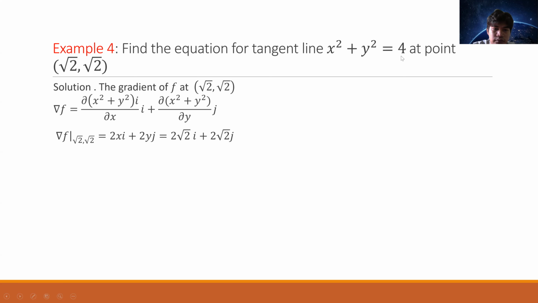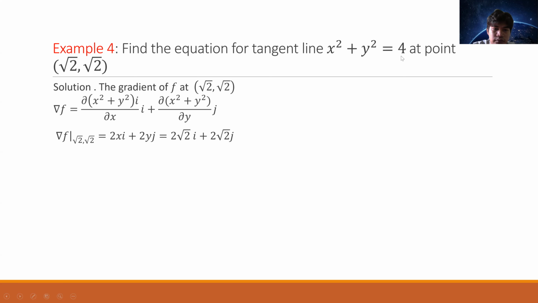So the tangent line equation is the partial derivative of f with respect to x at the point x sub 0, y sub 0, times x minus x sub 0, plus the partial derivative of f with respect to y at x sub 0, y sub 0, times y minus y sub 0, equal to 0. So the tangent line is 2 times square root of 2 times x minus square root of 2, plus 2 times square root of 2 times y minus square root of 2, equal to 0. Simplifying this, we get square root of 2 x plus square root of 2 y equal to 4.